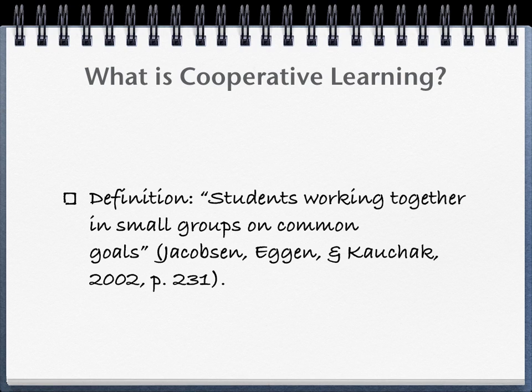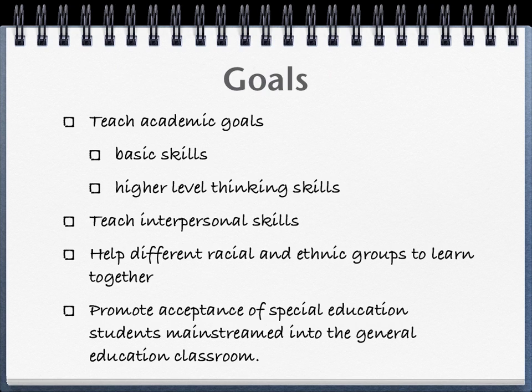Cooperative learning is when students work together in small groups on common goals. Some of these goals are to teach academic goals, and this is either the basic skills and also higher level thinking skills. Another goal of cooperative groups is to teach interpersonal skills. This is for students to learn to work together, to talk together, to reach a common goal. And that's also to help different racial and ethnic groups to learn together and to promote acceptance of special education students that are involved in the general education classroom.